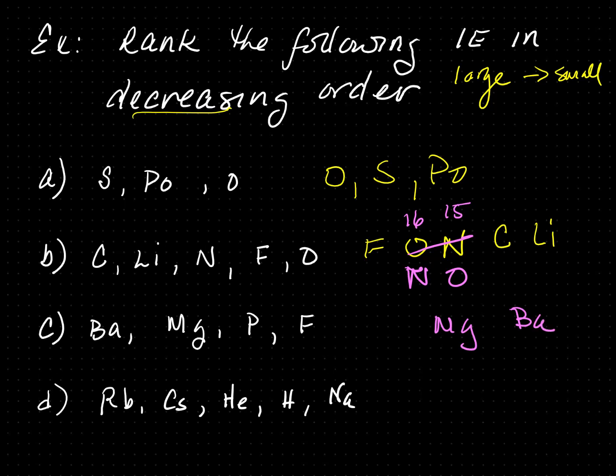And then if I look at my periodic table, magnesium and phosphorus are in the same period. So as I go across, ionization energy increases. So I know phosphorus is going to have a larger ionization energy than magnesium, and since fluorine is in period 2, it's going to have the greatest. The best way to do this one is diagonally. Ionization increases on the periodic table.